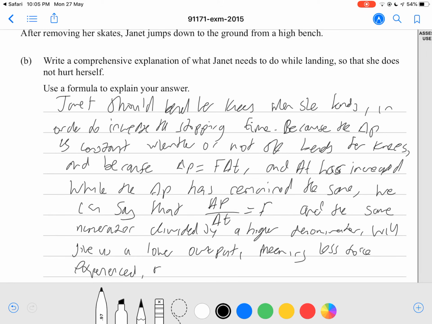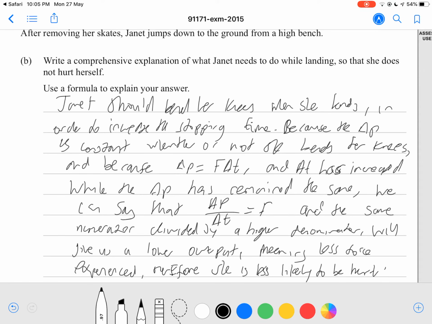Okay, so you're just going to say therefore she is less likely to be injured. Okay, so that's your answer to this question.